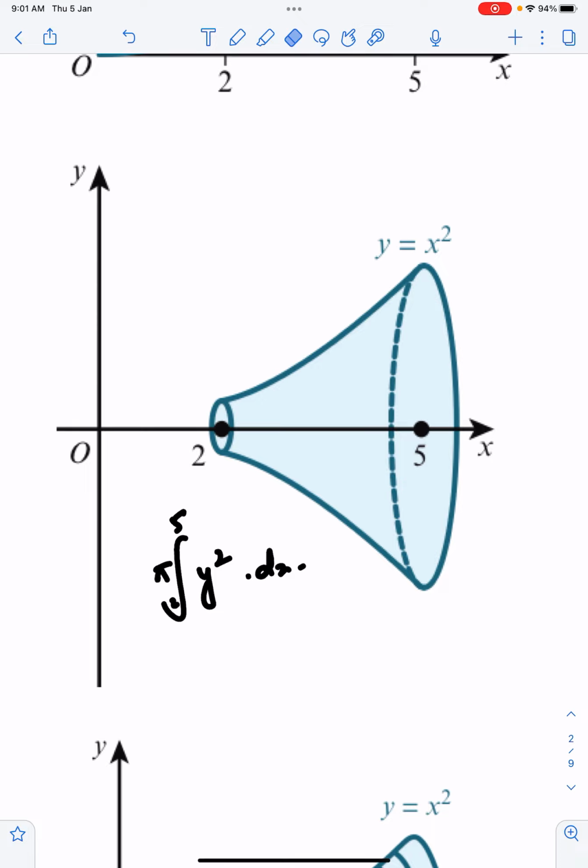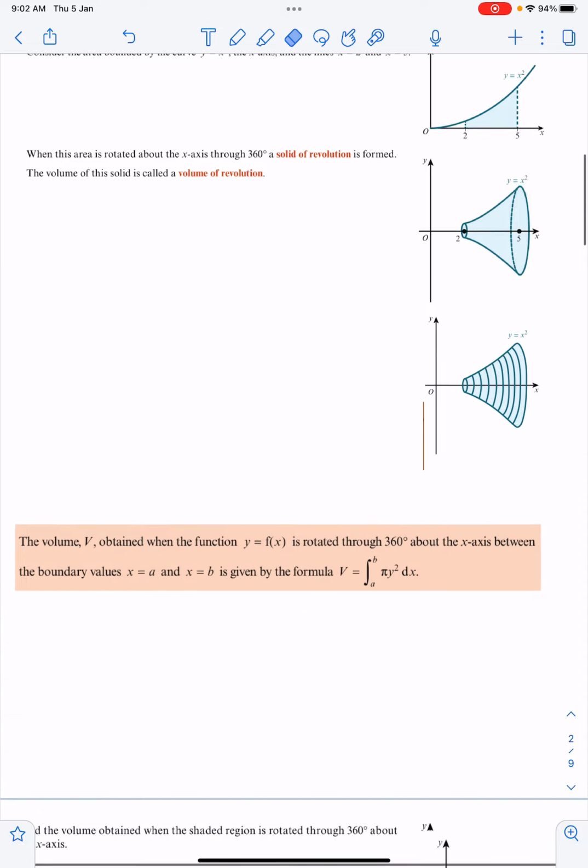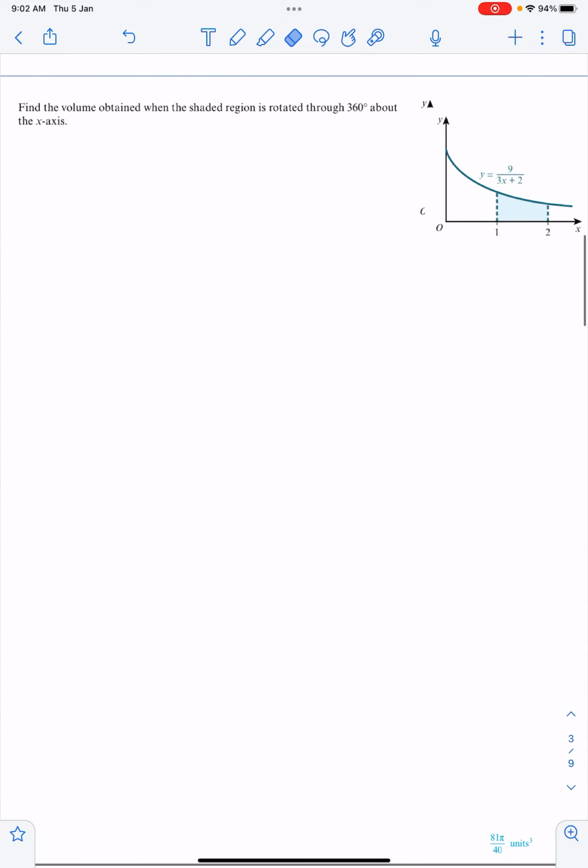Okay, let's start applying it on the questions. The question says find the volume obtained when the shaded region is rotated through 360 about the x-axis. Right now the area is shown to you, but if this area is rotated 360 degrees about the x-axis, a solid will be obtained, and you have to find the volume of that solid.